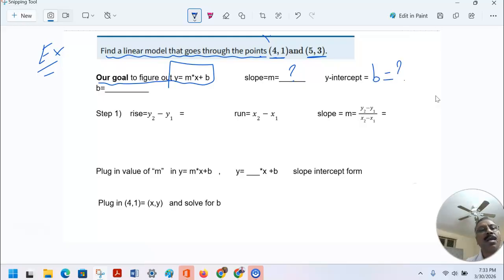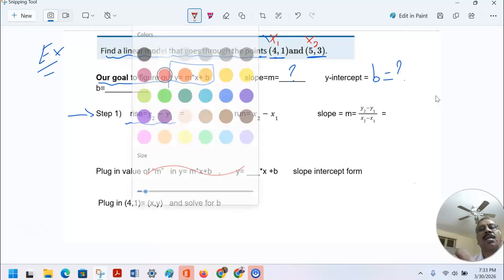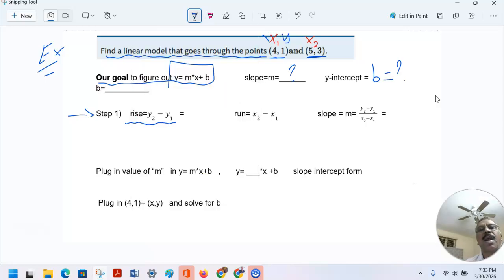This is our goal. Step 1, we'll figure out what the rise is. So rise is y2 minus y1. In the problem, I'll use x1 and x2, and in the blue color I'll use y1 and y2. So this is y1, this is y2, the blue color. So that means it is 3 minus 1, which equals 2.